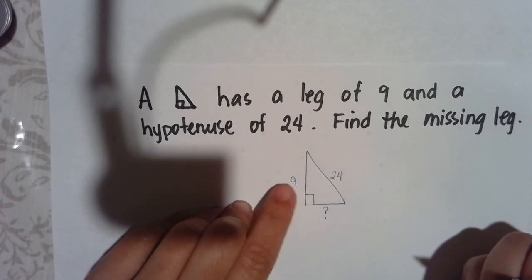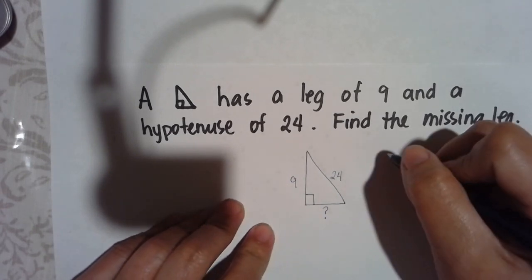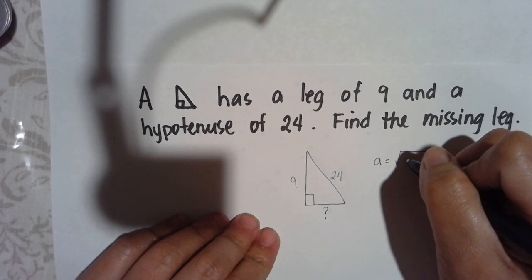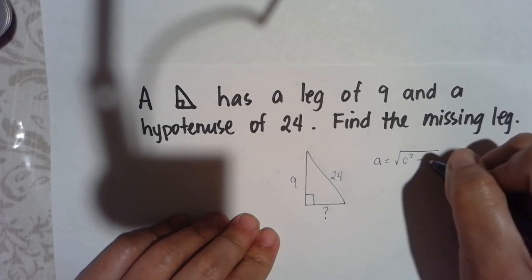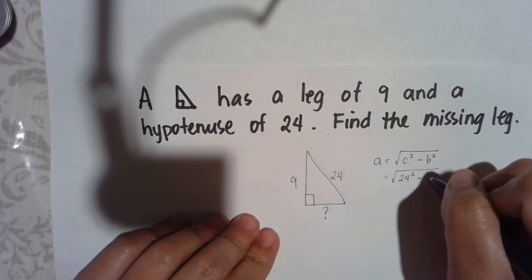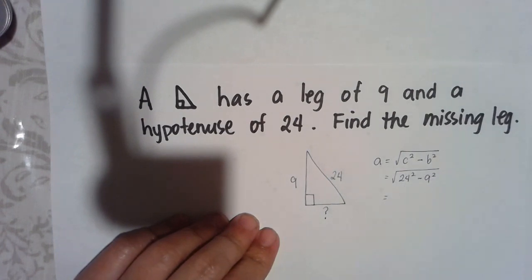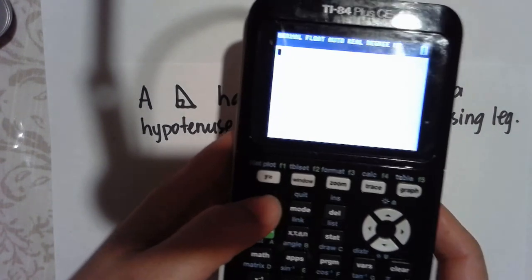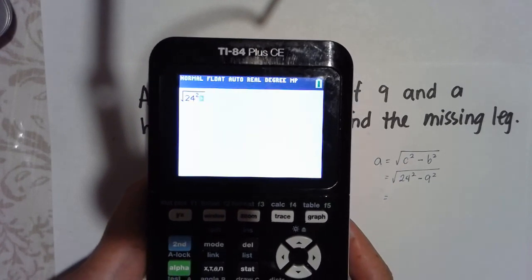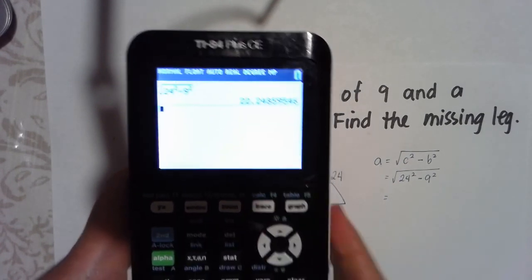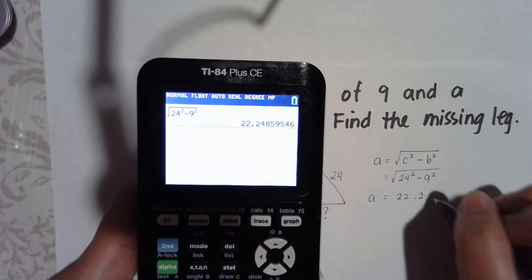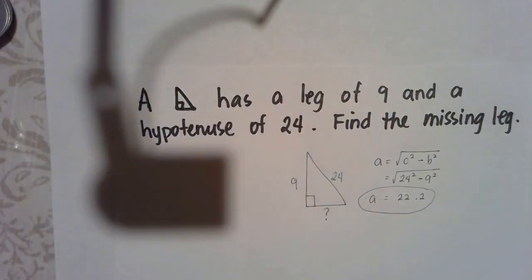So this means that one of the legs is missing. So I would prefer, for example, a is equal to the square root of the hypotenuse, which is c squared, minus the given, which is b squared. So that's 24 squared minus 9 squared. Of course you have a calculator, so you may use that. Press second square root and then 24 squared minus 9 squared is equal to 22.2. So your a is equal to 22.2. That's it. That's the missing leg.